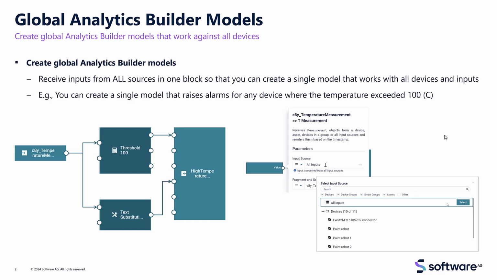So the example I've got here is a single model that looks at the temperature fragment and series data coming in from any measurement from any device and will raise an alarm when the temperature exceeds 100. So it's an easy way to create a single model that works regardless of the devices you've got, or the device groups or the smart groups that pick up the devices. You can create a single model that works with everything.